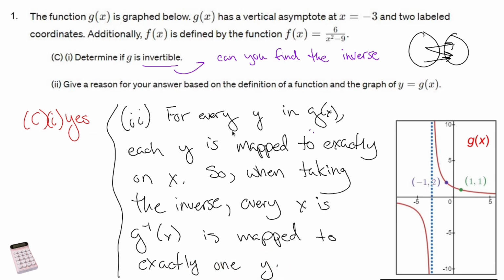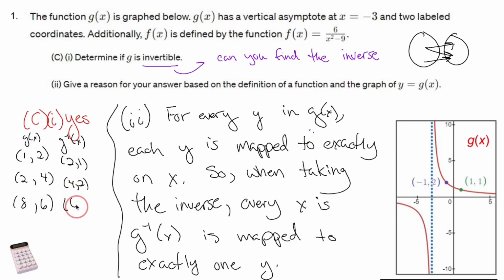So again, I don't have points here, but there was another problem where I gave you points. If you had points like (1, 2), (2, 4), (8, 6), and this was g of x, and I asked you to find g inverse of x, you would say (2, 1), (4, 2). You would flip the x and the y, and as you can see, once I flip them, the x's don't repeat. Well, that's what's going on here. Since the y's don't repeat in this picture, once I flip them, the x's won't repeat in the picture.